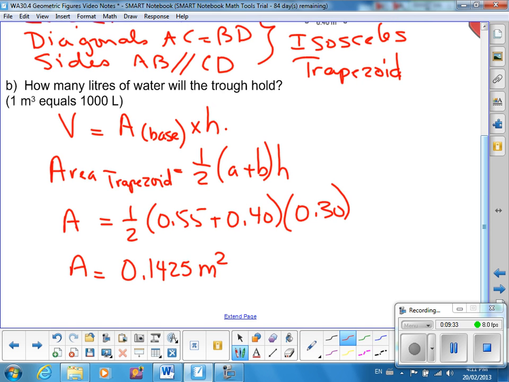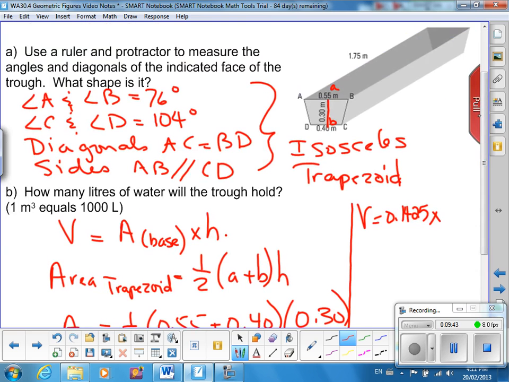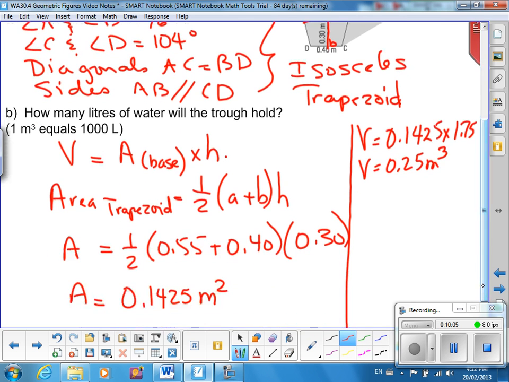Okay, so then the volume is 0.1425 times the height. Now this time the height is the height between the two trapezoids, or the height of the whole trough. 1.75. So the volume is 0.25 meters cubed. Surface area is always meters squared or squared units, and volume is always cubed units.